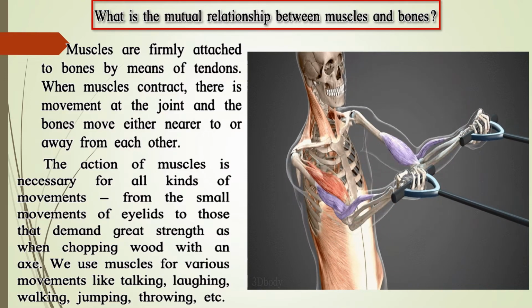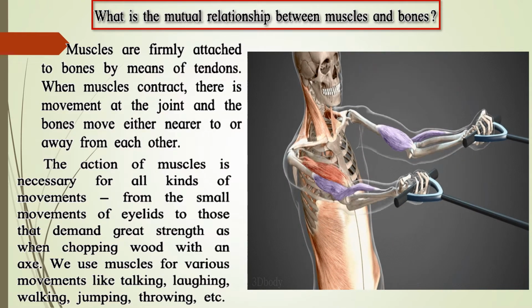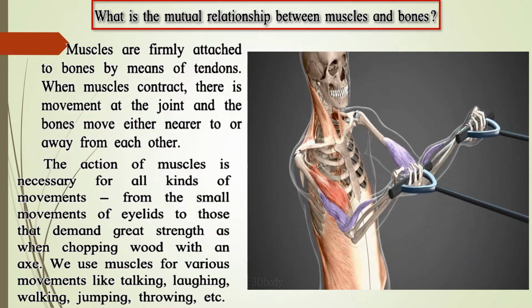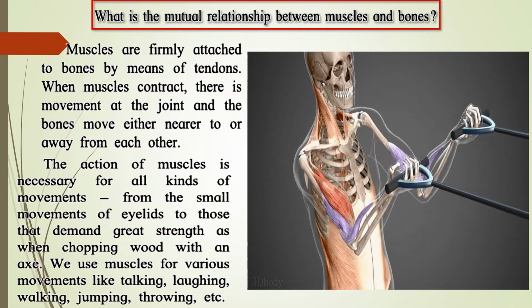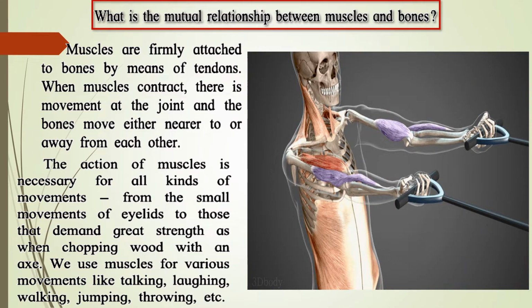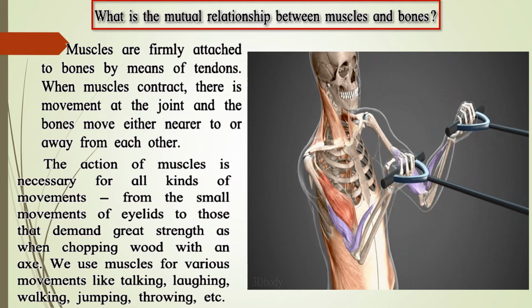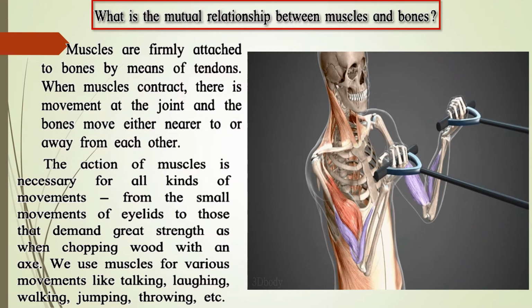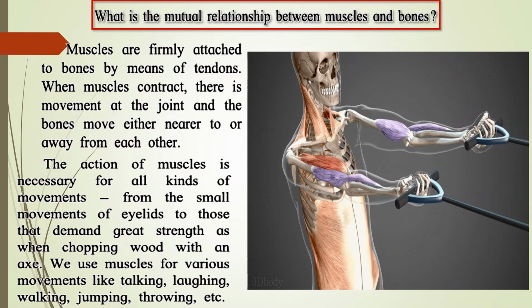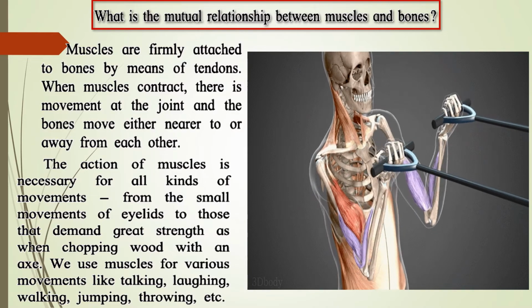Depending upon the work, those muscles exert that much. If we have to blink our eyes, very little movement is required, whereas you require more strength while chopping the wood with an axe. If we have to chop wood with an axe, it requires so much strength, but for eyelids to close, it doesn't require that much strength. Okay.